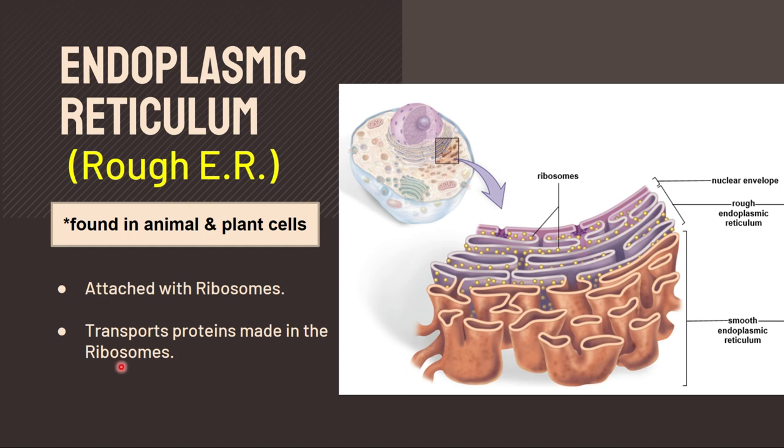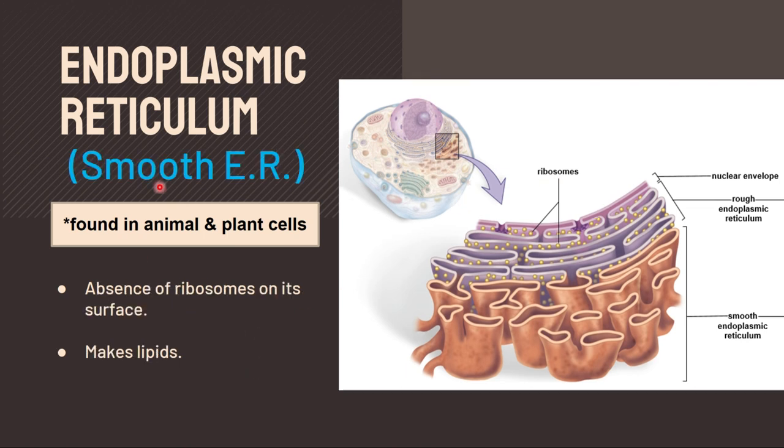I have mentioned earlier the function of the ribosomes. The ribosomes synthesize or make proteins. After the ribosomes have synthesized proteins, the rough ER will transport them to another place. We will get to know later where the proteins produced by the ribosomes go.